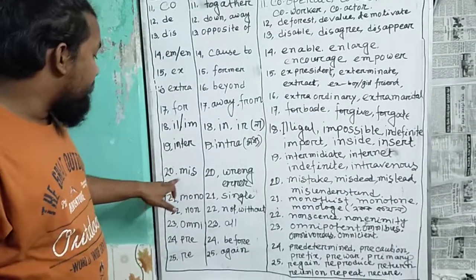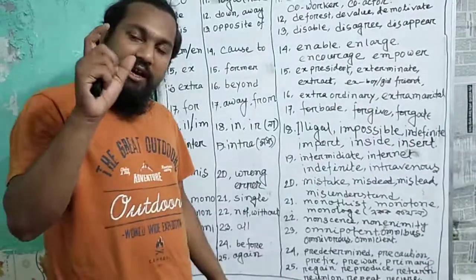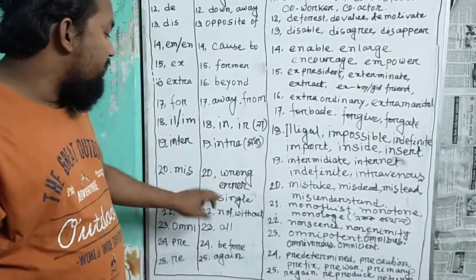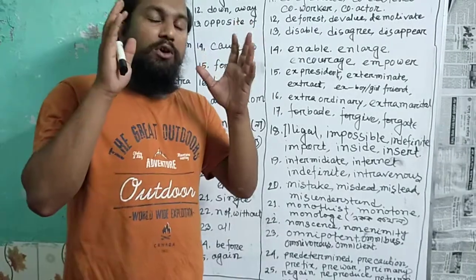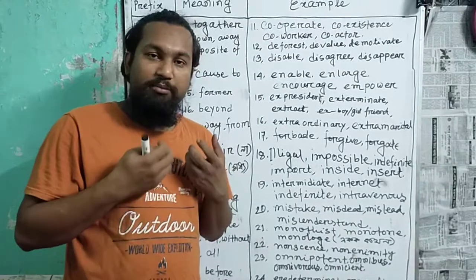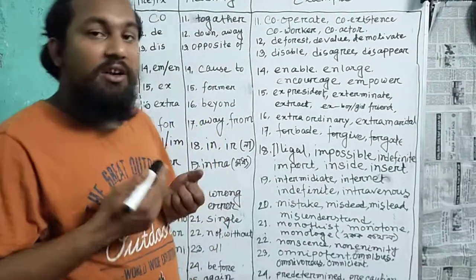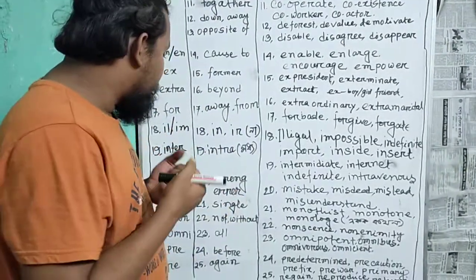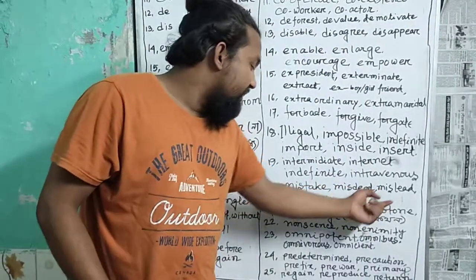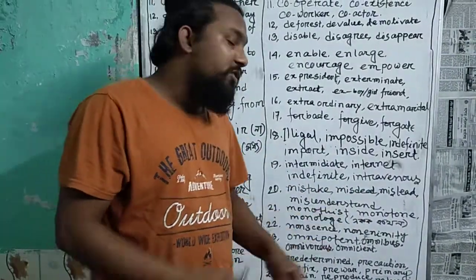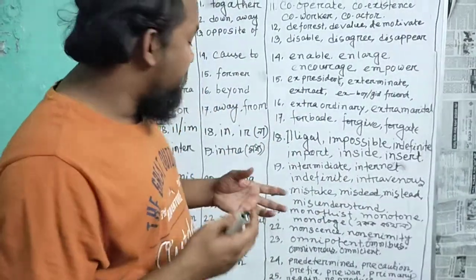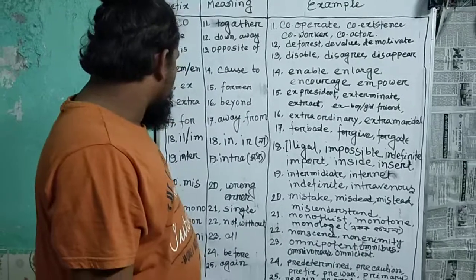Number 20, mis. You know that the meaning of this mis is wrong or error. When you do something wrong or something illegal, then it is called a wrong deed, and that is mistake, misdeed, mislead, misunderstand. All are the basic or fundamental words of this root word.